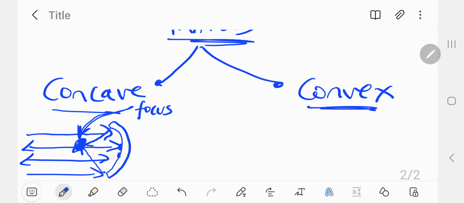And typically some of the light will continue on as well. So from this mirror here, this light ray here, it'll bounce like that. And from this one here, it'll continue on like that.